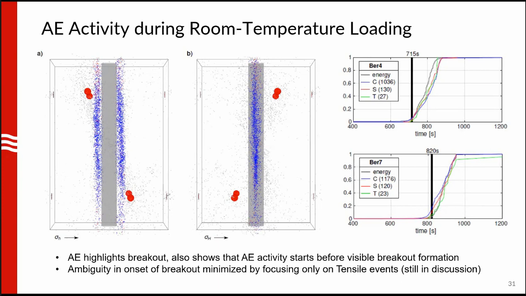So we further figured out that if we classify these acoustic emissions by different source type, C for compression, S for shear, and T for tensile, we learned that the onset of the tensile events is actually what best corresponds to when the breakout occurs. And that's because when these breakouts occur, these are kind of rocks falling off, so it makes sense.